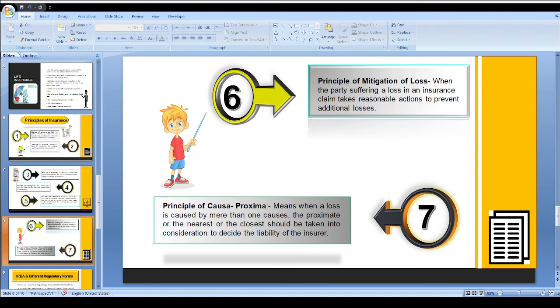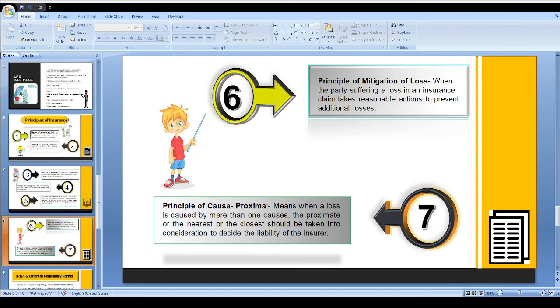Now the next principle is the principle of causa proxima. The principle of causa proxima is basically this: whenever a person takes any kind of insurance, and any kind of mishap, accident or unprecedented situation occurs, the insurance company is not going to pay you right away. Firstly, they will examine what exactly the reason for that particular incident was, what the nearest reason for that situation was, and what kind of risk occurred. Based on that, they will decide how much insurance they are going to provide you. So I hope this is clear to you all.